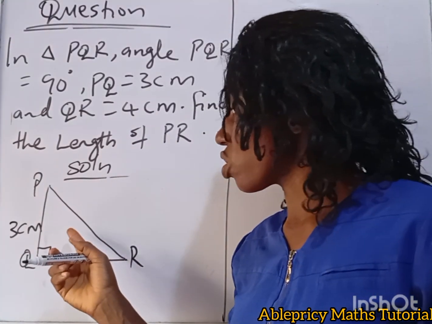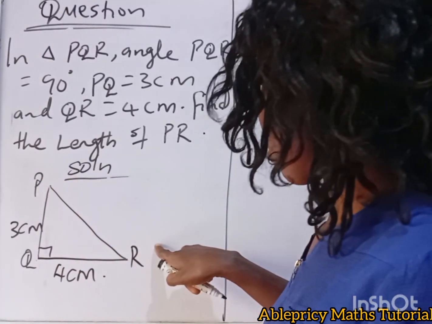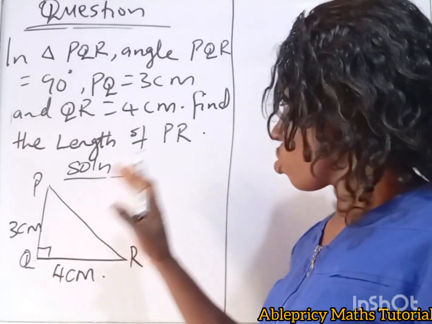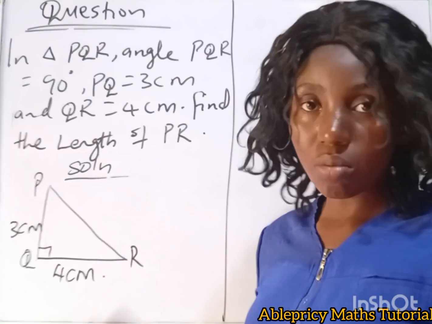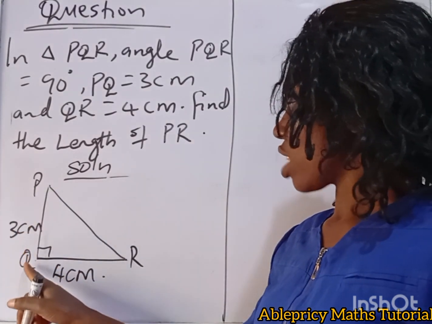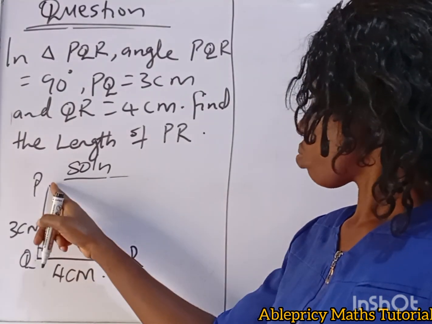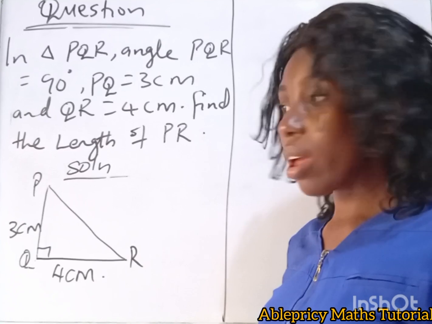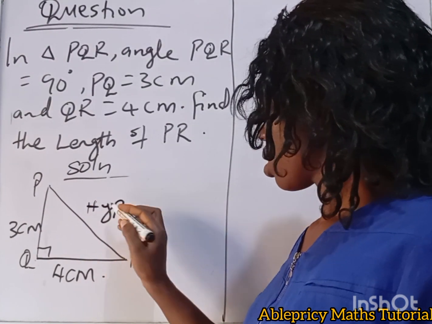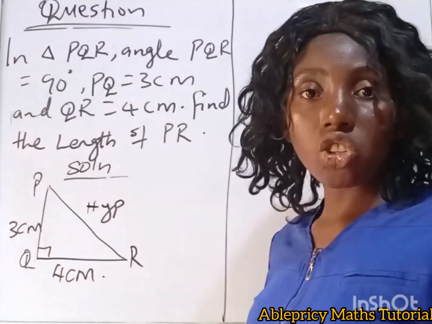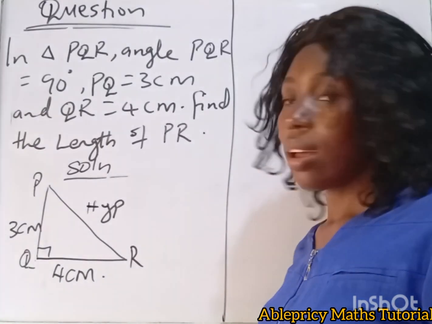Now we are going to be solving this triangle, and the side we'll be looking for is PR, according to the question. When you look at this triangle very well, you find out that this is a right-angled triangle, like I said before. PQ has been given and QR has also been given. What is not given is PR. In a right-angled triangle, the longest side is always the hypotenuse. So here is the hypotenuse.